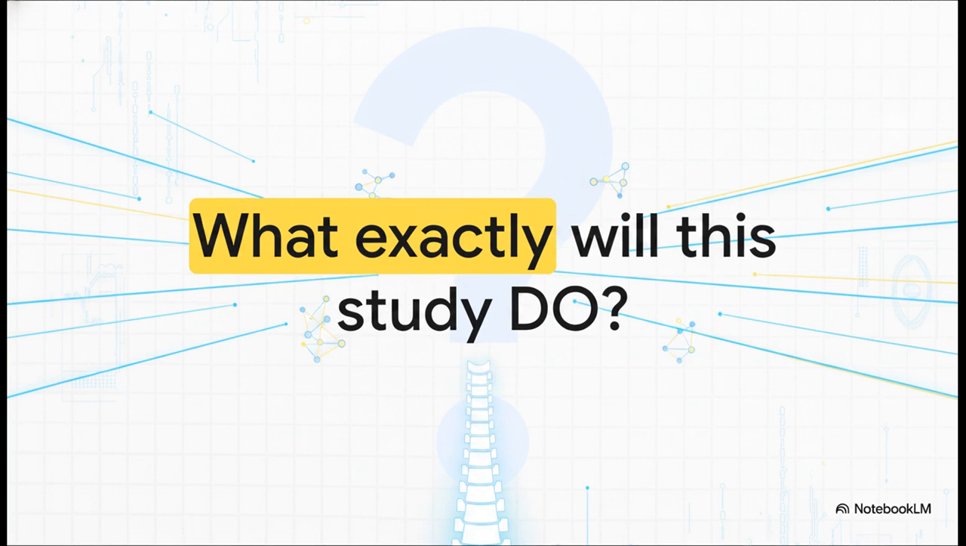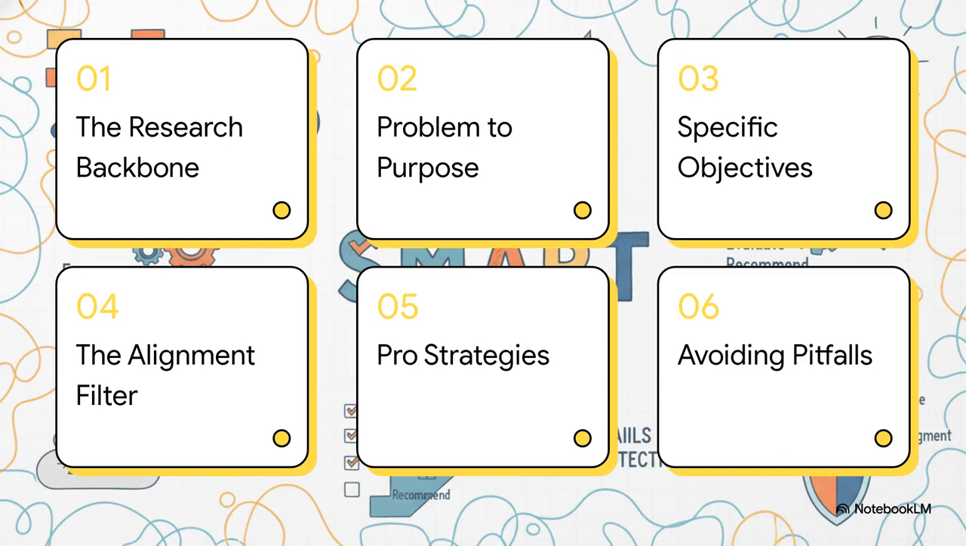They need to tell us exactly what will be done, to whom, how, and why. If your objectives can't answer this question directly, the rest of your research is just going to wander aimlessly. So here is our roadmap for today. We'll follow Alex's journey through 6 quick steps. First, the research backbone. Second, problem to purpose. Third, specific objectives. Fourth, the alignment filter. Fifth, some pro strategies. And sixth, avoiding pitfalls.